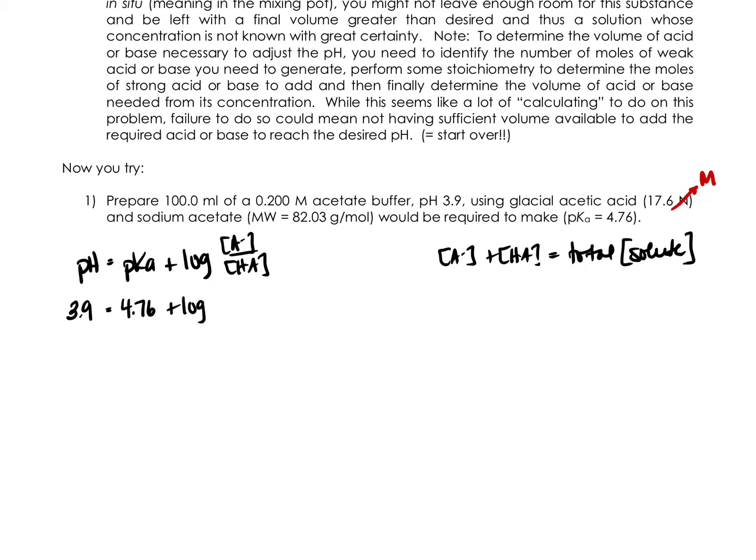In this case, sodium acetate is going to be our conjugate base, and our weak acid is acetic acid. Kind of just jumping over here for a second, again, the concentration of sodium acetate plus the concentration of acetic acid is going to equal 200 millimolar here. We're making a 0.2 molar acetate buffer, which is 200 millimolar.